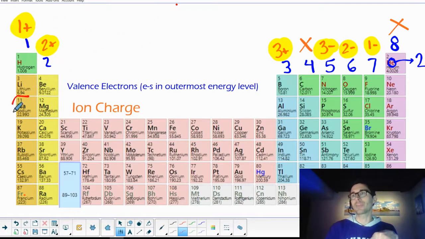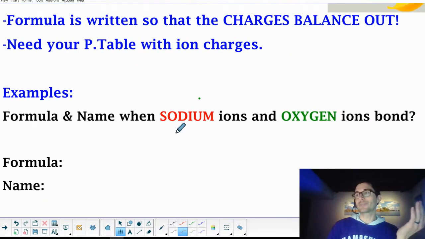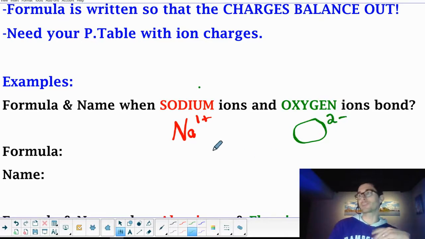Sodium is right here. Its charge is +1. Oxygen is right there. Its charge is -2. So what I want to do is write that out. For sodium ions, I'm going to write Na and a +1, that's the charge of sodium. And for oxygen, I'm going to write O2- because the charge of oxygen is -2. So these are the charges of the ions.